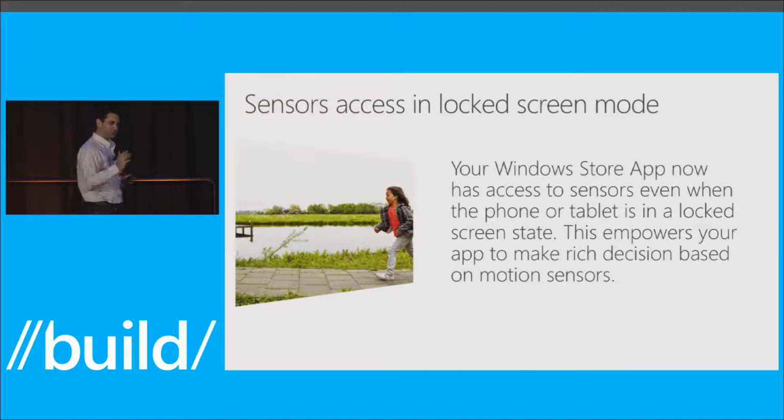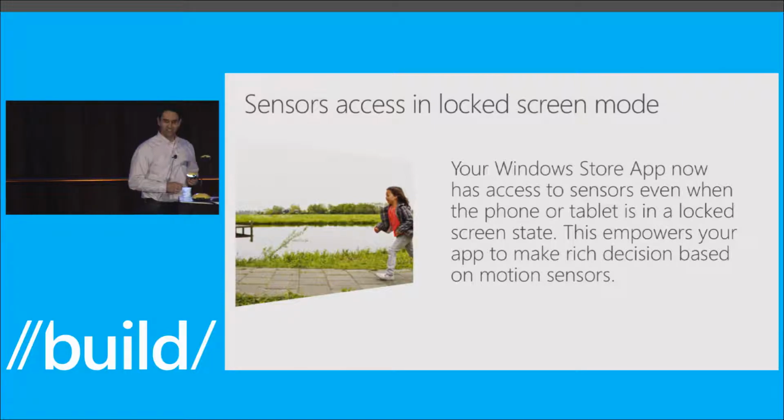We all know that multitasking is critical. That's what people want. That's what people love. On an average day, I go through at least 20 different apps on my phone. But there are certain apps that I want to have access to the data from the sensors when they're in the background.